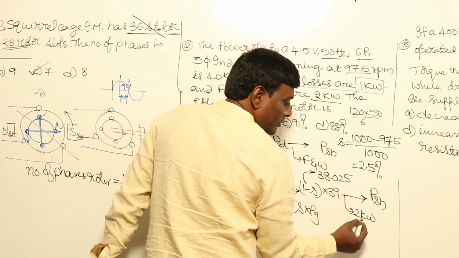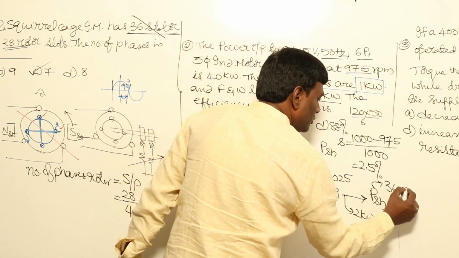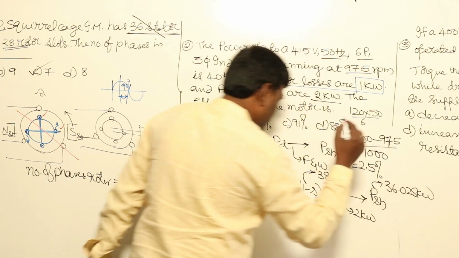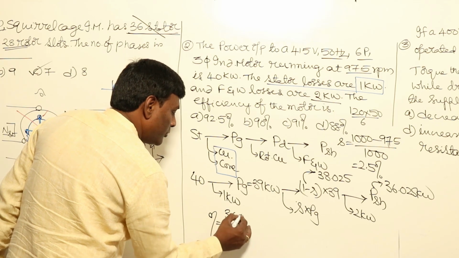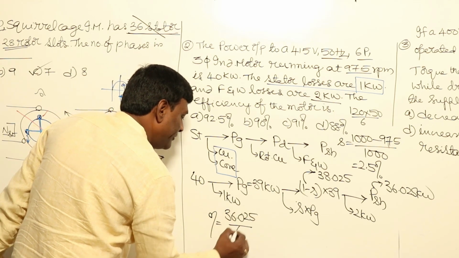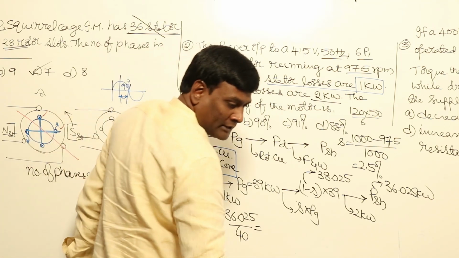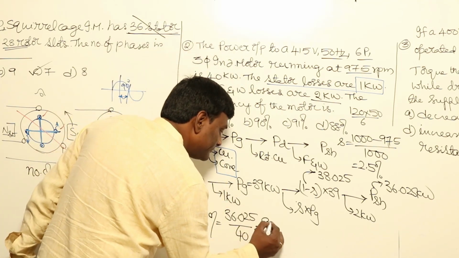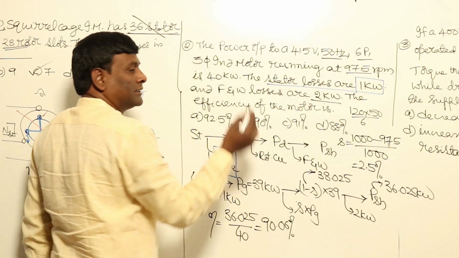So PSH is going to be 36.025 kilowatt. So efficiency is going to be 36.025 by 40, and I am going to get an efficiency of 90.06%. Okay, so 90% is going to be the answer.